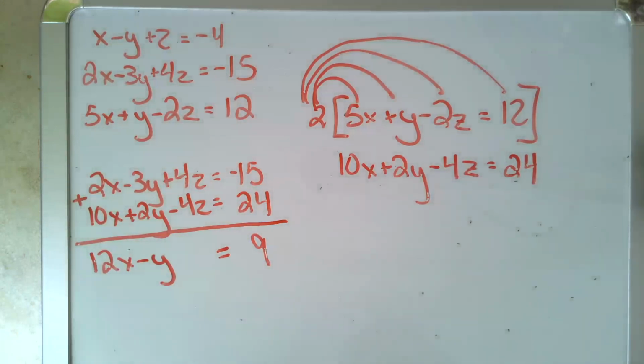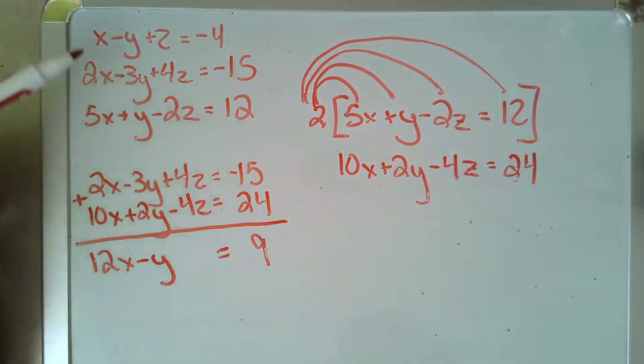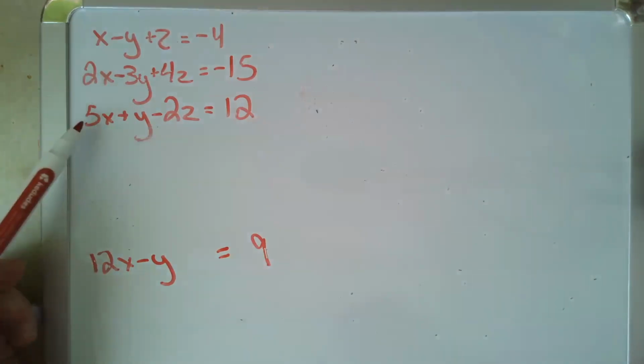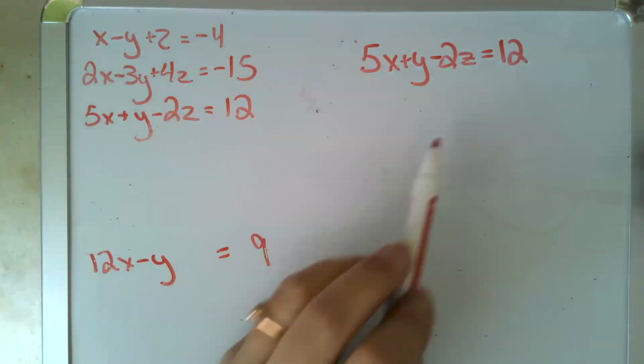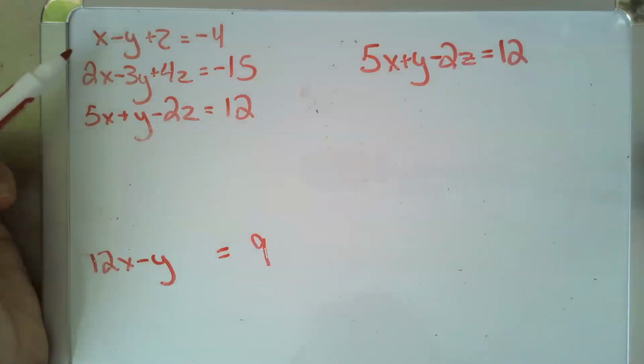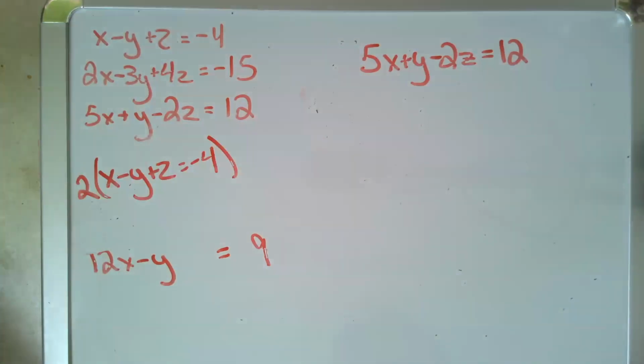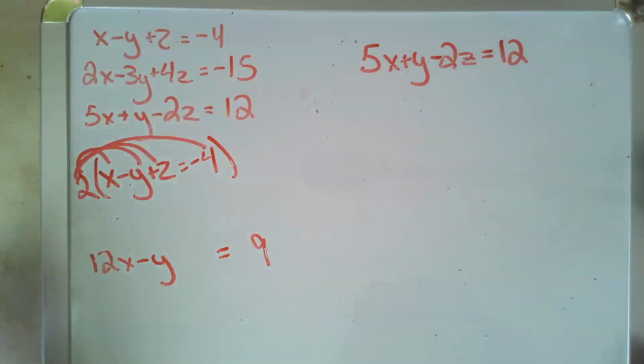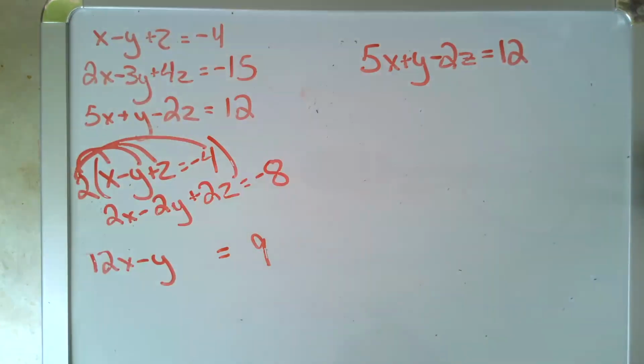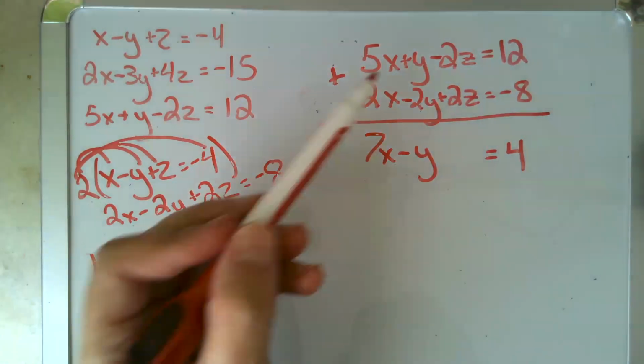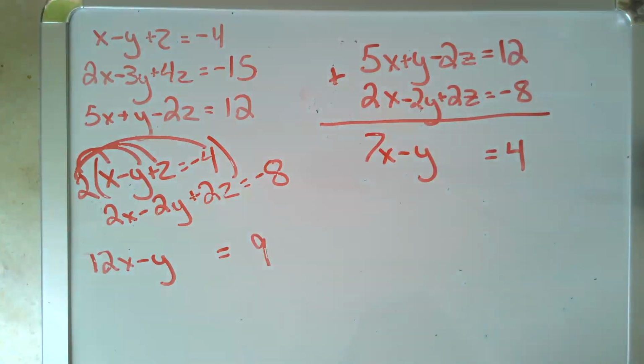Okay, so now I'm going to do it again, and I'm going to choose to do it with this equation and this equation. So I'm going to take this equation and write it out. And now if I want to get rid of my z again, I'm going to take this equation and multiply it by 2. And again, I'm going to apply it to everything. And that gives me 2x minus 2y plus 2z equals negative 8. I'm going to write that right under this equation. And now I'm going to add these two together. And so again, my minus 2z and my plus 2z, that lets me eliminate z. And I've got 7x minus y equals 4.